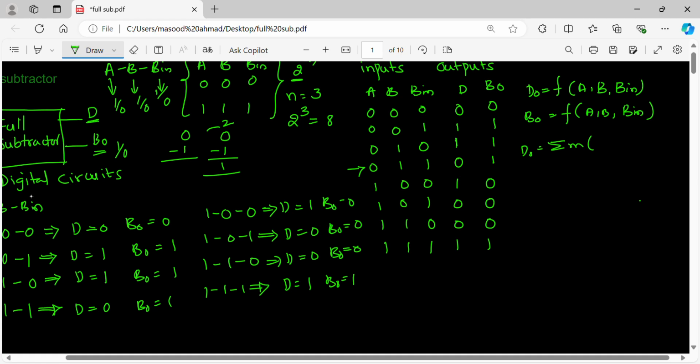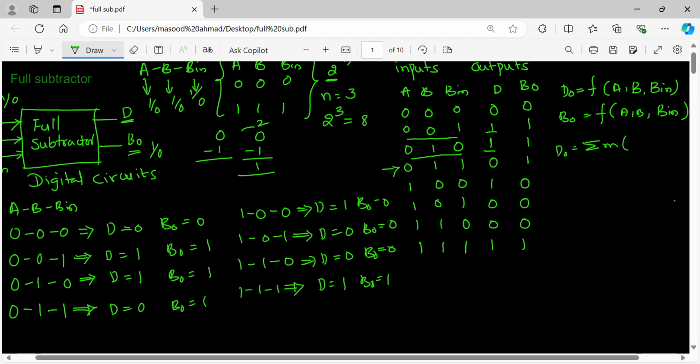It is 1 for this, it is 1 for this. So what is the meaning of that? This is 1, this is 2. So it is 1 comma 2 comma. Is it 1 for 3? No. It is 1 for 4. So 1, 2, 4 and 7. 7 is this case, 4 is this case. This value is 4, this value is 7.